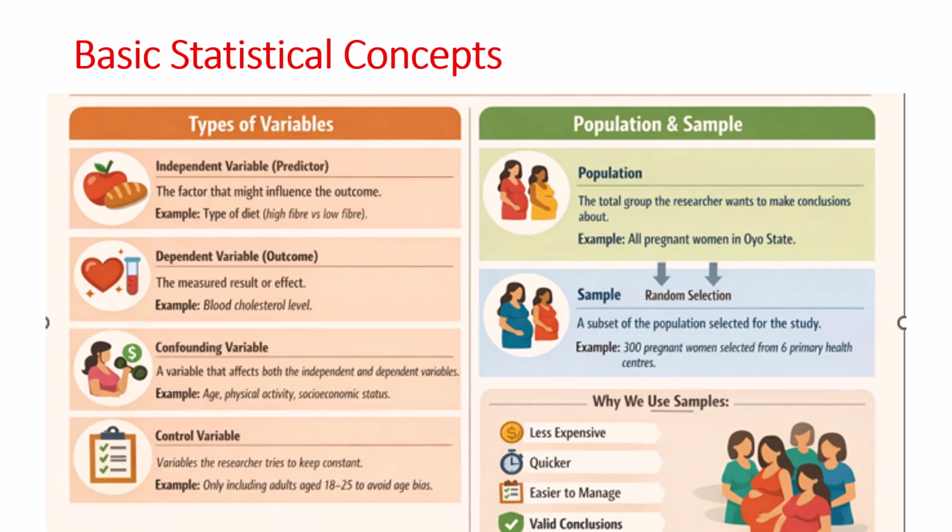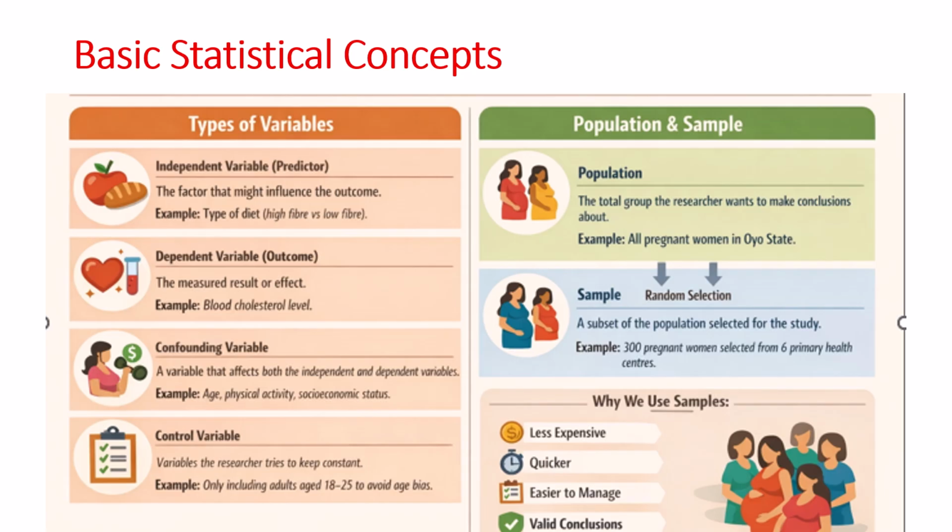Population is the total group the researcher wants to make conclusion about. You want to make a conclusion about all pregnant women in Ogun State or in Oyo State or in Africa, in Nigeria, in Sub-Saharan Africa, or you want to make a conclusion on children under 5 in Southwest Nigeria, in the whole of Nigeria, in Africa, and the likes.